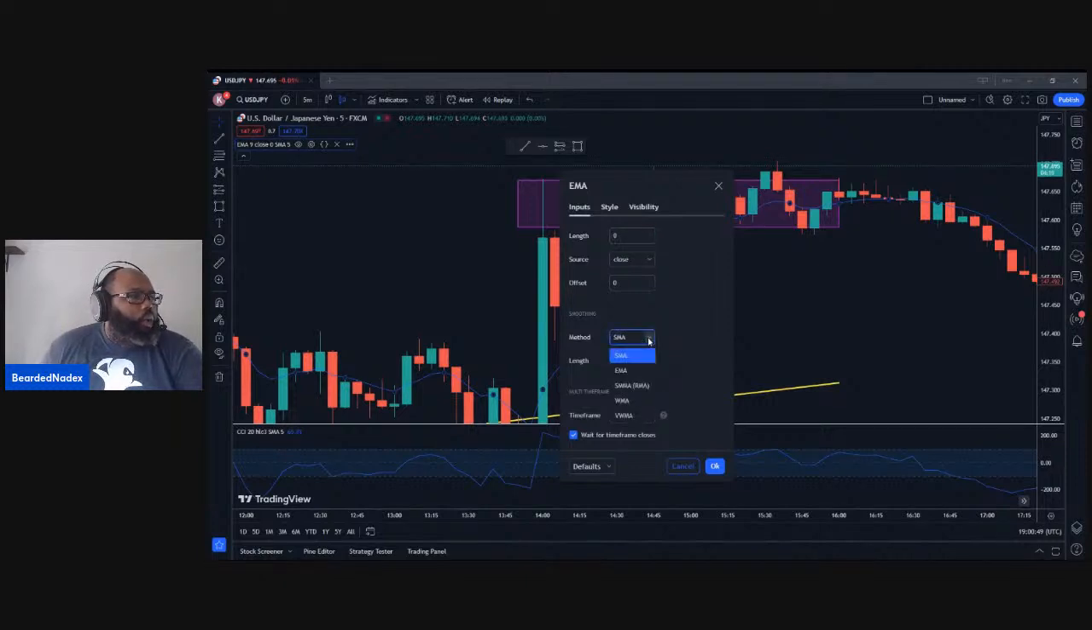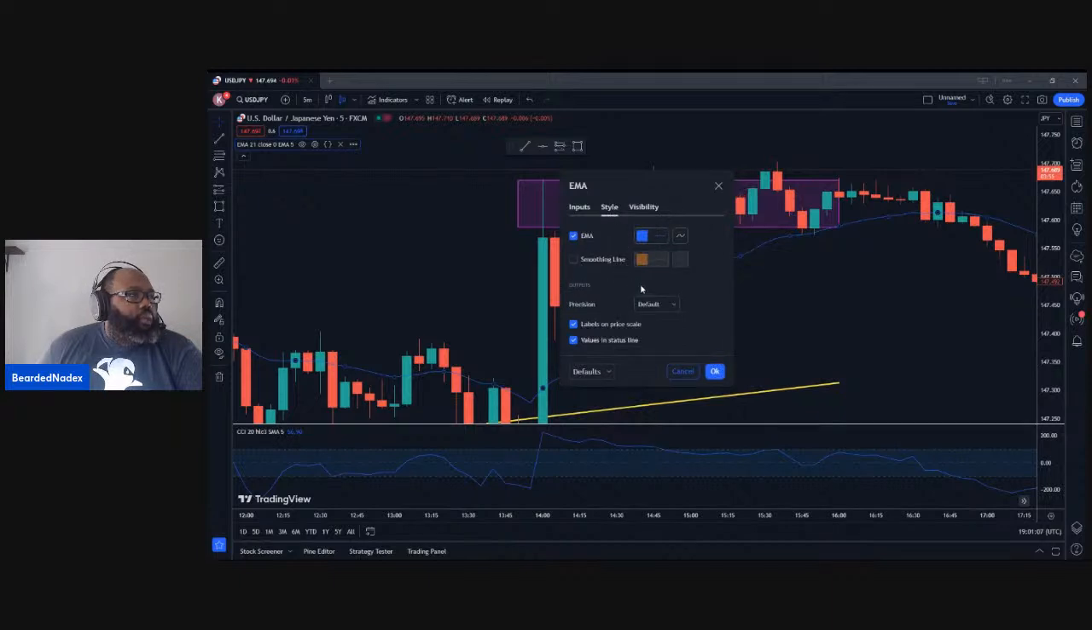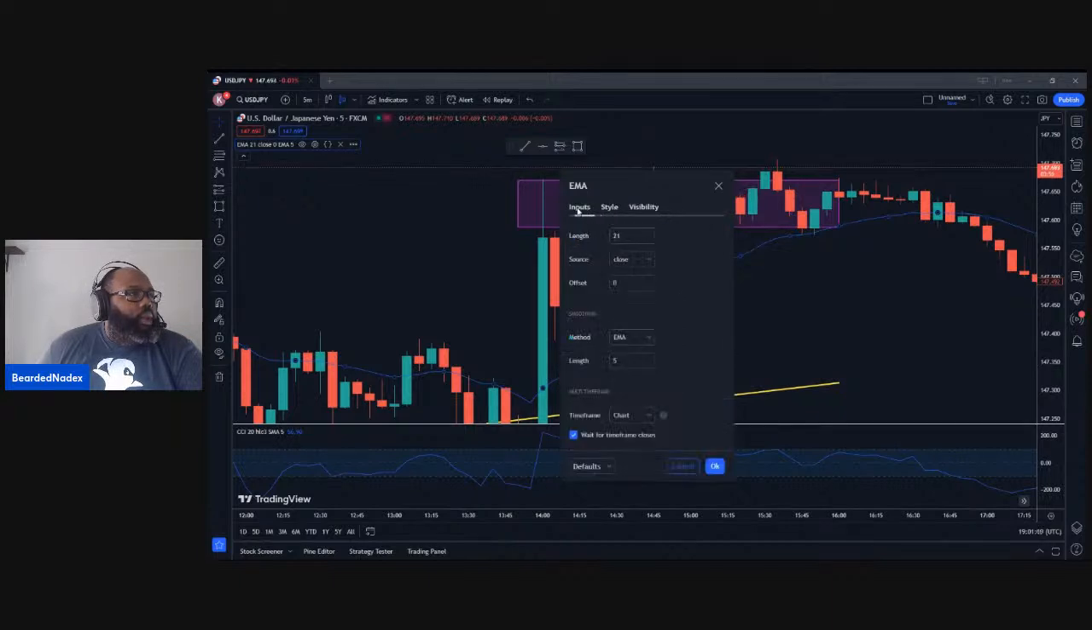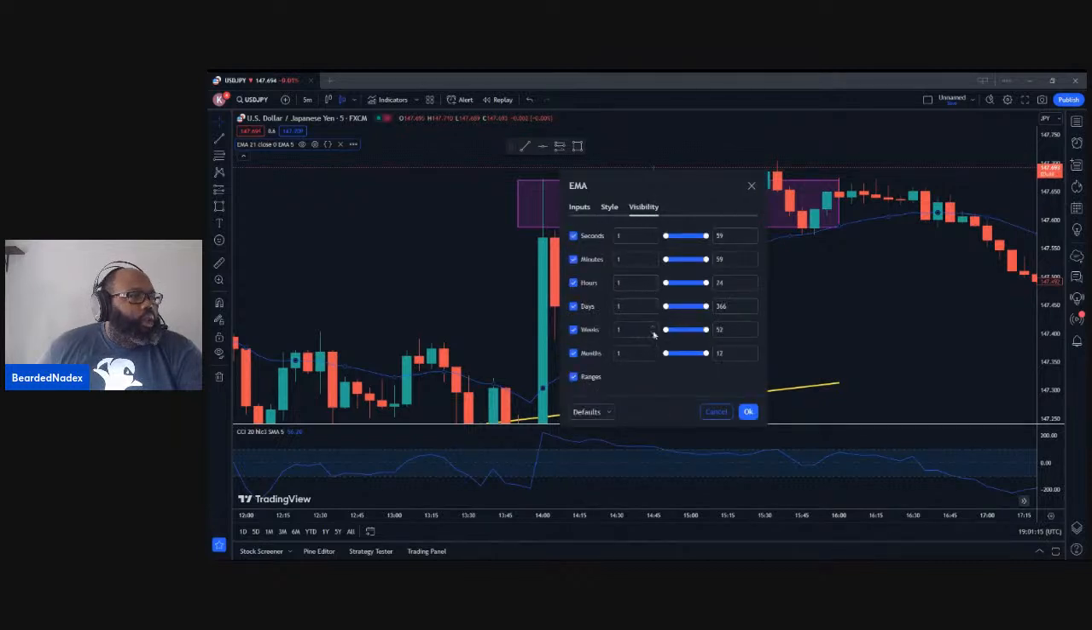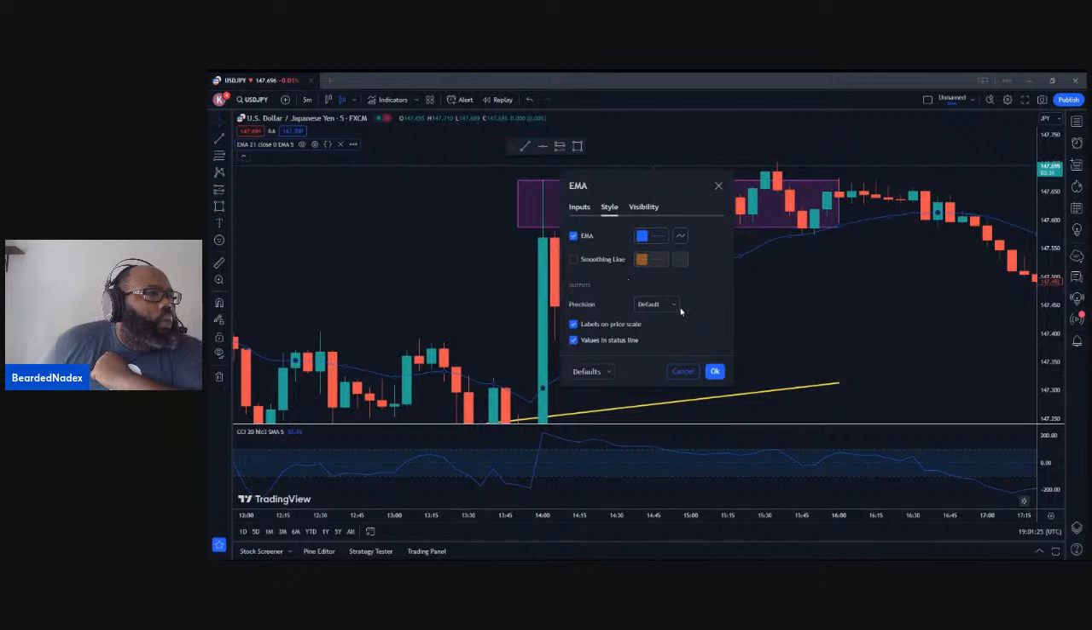Method SMA. No, we want EMA. Length should be 21 days. And this is something I haven't even gone into. I haven't even done my indicator video yet. Second style, EMA, smooth line, default inputs, 21 day, visibility. Trying to get to the line area. Okay, cool.